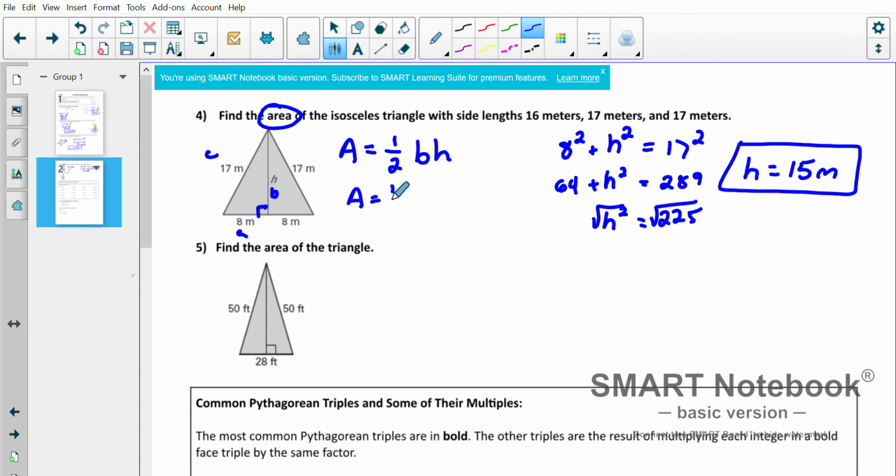So area is equal to 1/2. The base is the entire way across, so that would be 16. The height we just found was 15. So 1/2 times 16 times 15 should give us an area of 120 meters squared.